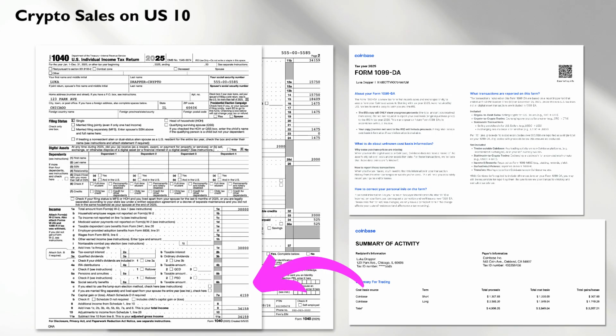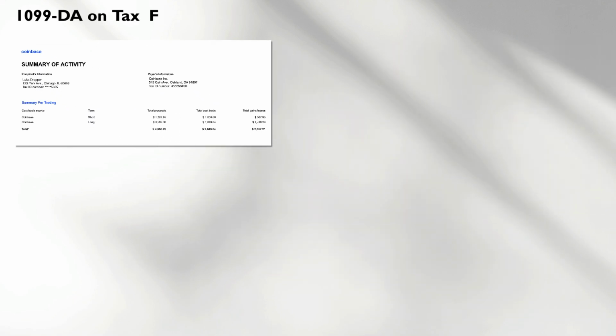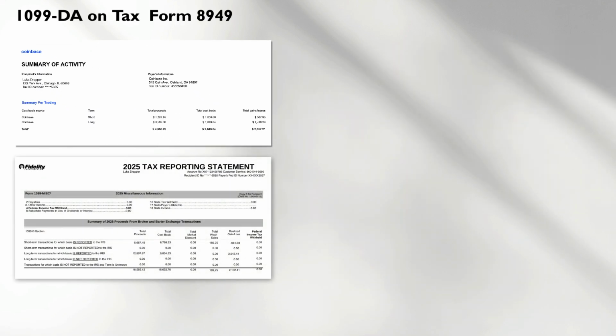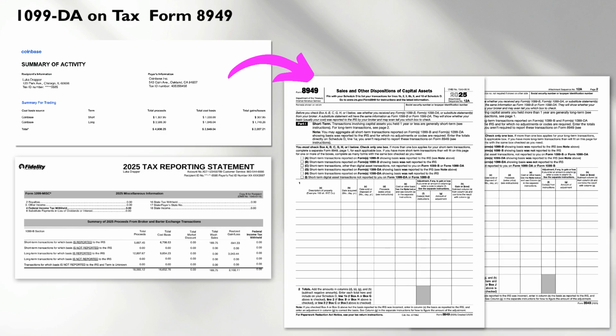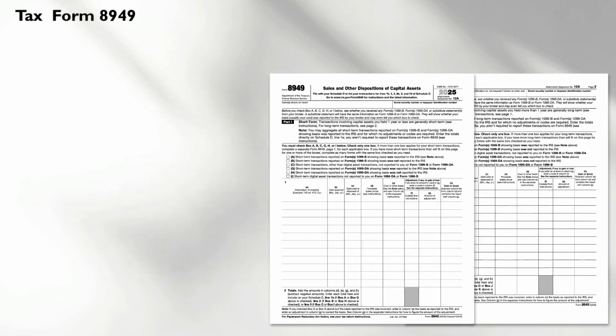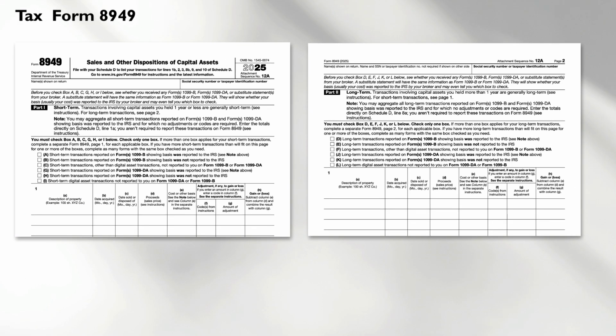Now let's look at how crypto sales appear on your 1040 tax return. The 1099-DA digital asset sales and the 1099-B stock sales that we entered into the tax software will show up on Form 8949, Sales and Other Dispositions of Capital Assets. Form 8949 is divided into 2 main parts.